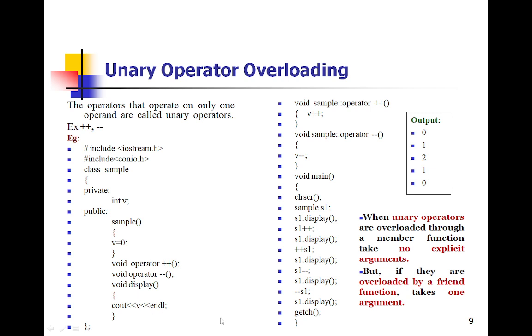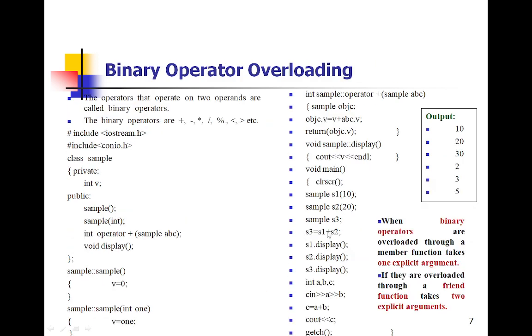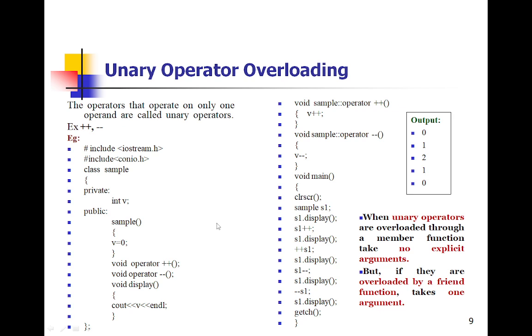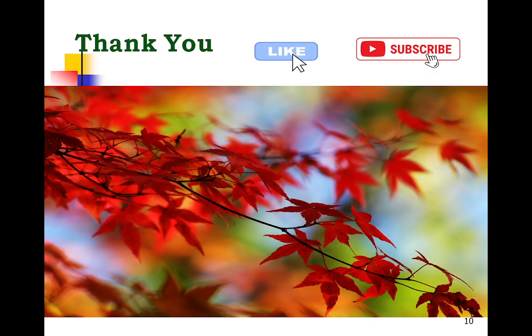So this is the pictorial representation and the programming example for the unary operator. Here we have not passed any explicit arguments for the plus plus or minus minus operator. But in the binary operator you can see that we have to pass one argument, either 10 or 20 or something else. In the unary operator we have not passed any explicit arguments. I hope you can clearly understand.